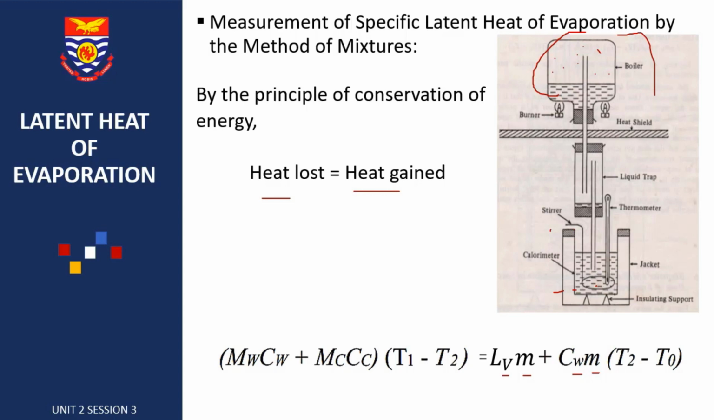Depending on what we want to calculate, say this particular Lv, the specific latent heat of evaporation, we just make this one the subject by sending the whole term here to the other side, and after that dividing the whole term by m, so that our Lv will stand alone.